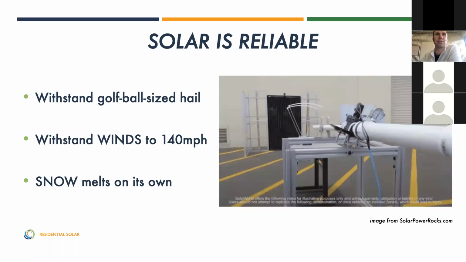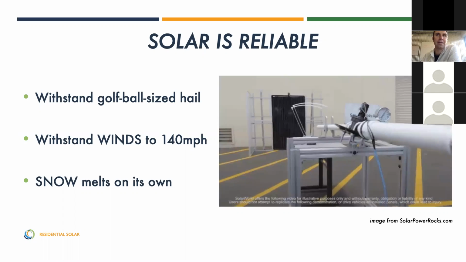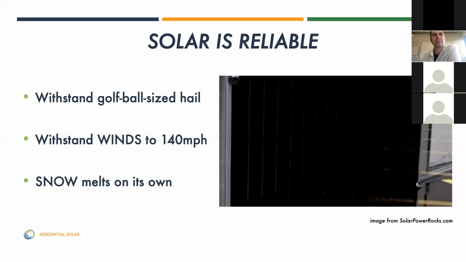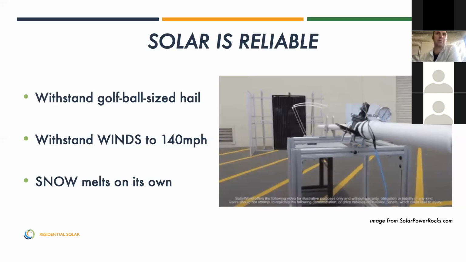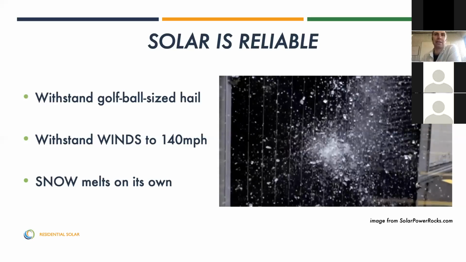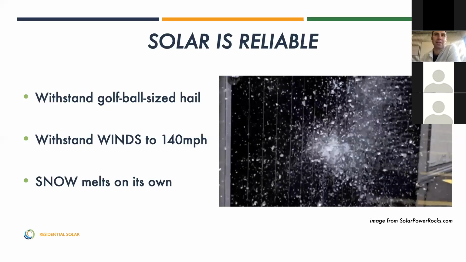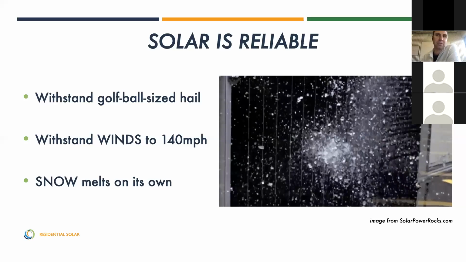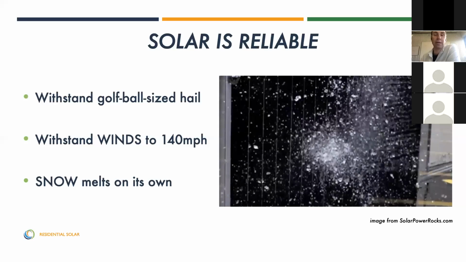In the Midwest, we're certainly very keen to weather and things like that. I know a lot of folks have this misconception that maybe solar panels are just panes of glass. It's not quite the case, as you can see by this lovely animation here. The solar panels are guaranteed to withstand golf ball size hail. They're also guaranteed to withstand hurricane force winds as well. So they're pretty sturdy and they're pretty reliable as well.